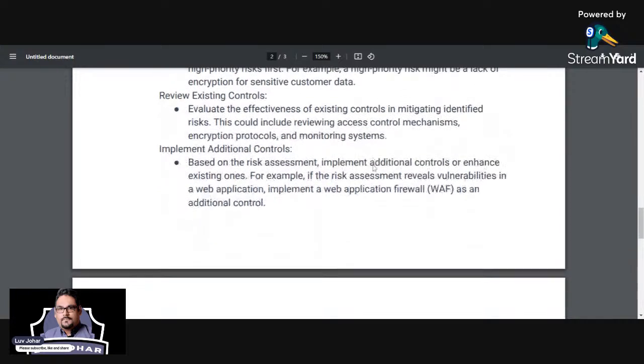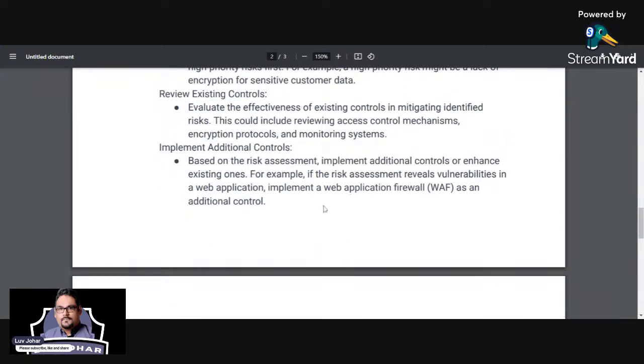Then you review the existing controls. You evaluate the effectiveness of existing controls in mitigating identified risks, whether they are effective or not, whether you have to add on any compensating controls to them, or add on any more controls to them. You have to review them. And again, very important: access control mechanisms, encryption protocols, and monitoring systems.